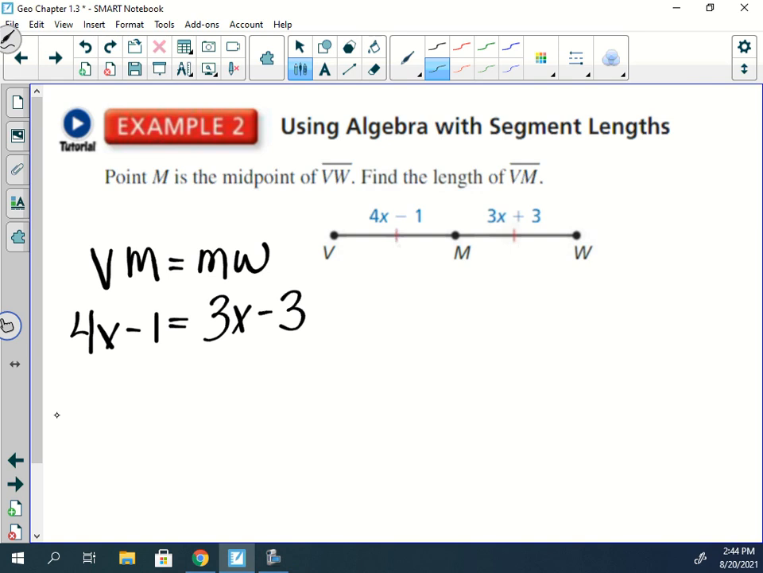Any questions on this before we start solving for x? We good with this? Yes? So what can we do first in solving for x? Subtract what from both sides? No, add 3 to both sides. Yes, it is plus. Thank you. I wrote it down wrong. So it's plus 3.